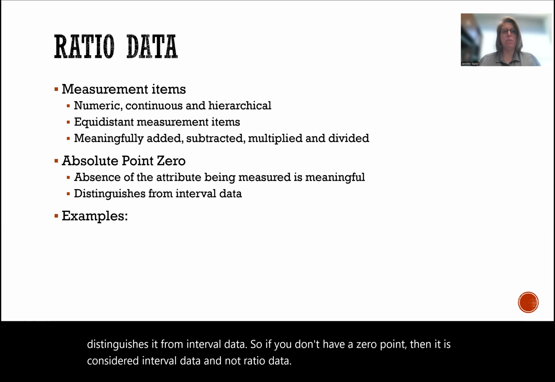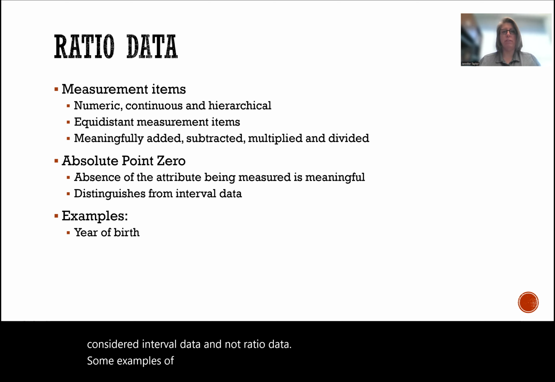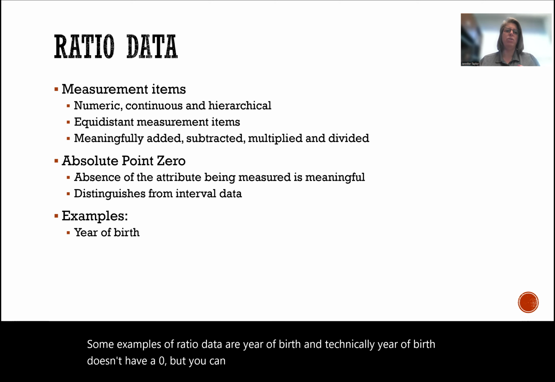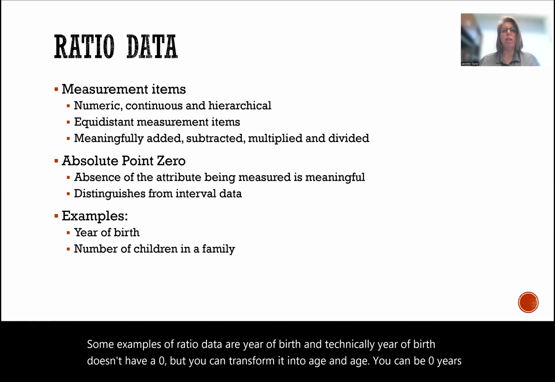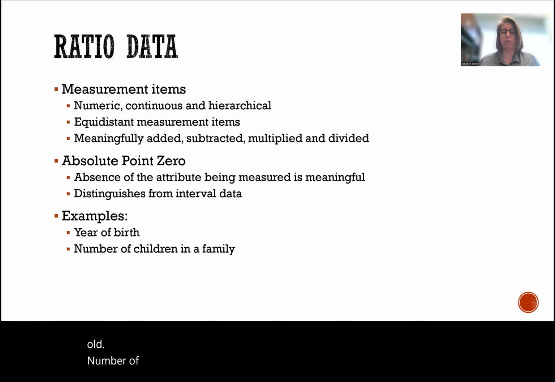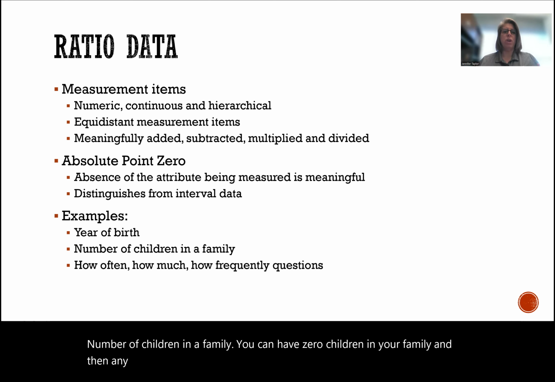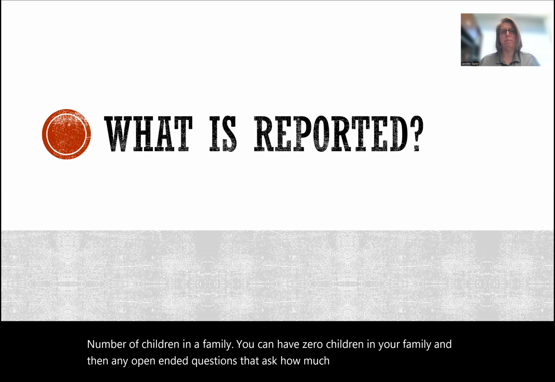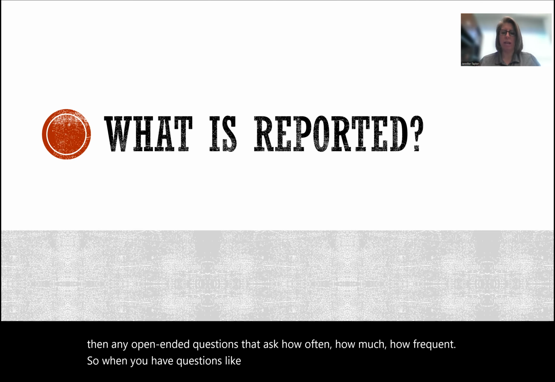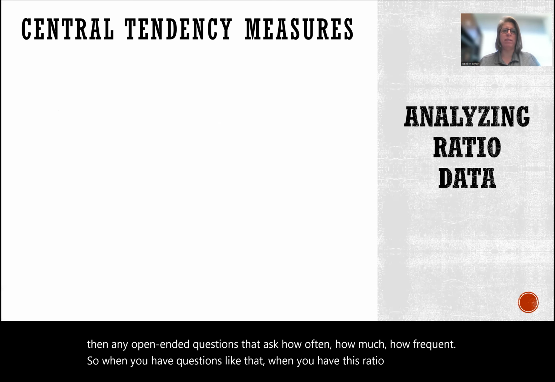Some examples of ratio data are year of birth. And technically, year of birth doesn't have a 0, but you can transform it into age, and age, you can be 0 years old. Number of children in a family, you can have 0 children in your family. And then any open-ended questions that ask how often, how much, how frequent. So when you have questions like that, when you have this ratio data, how do you report these statistics?